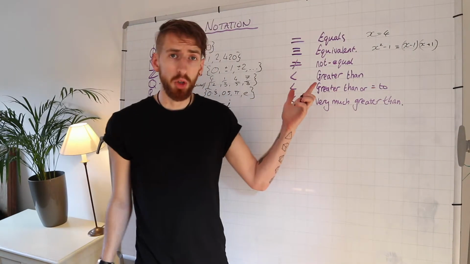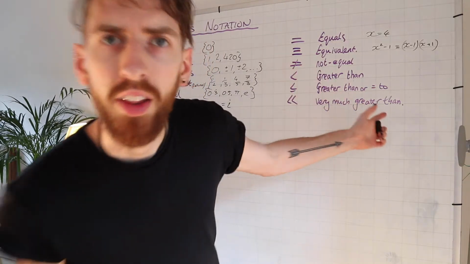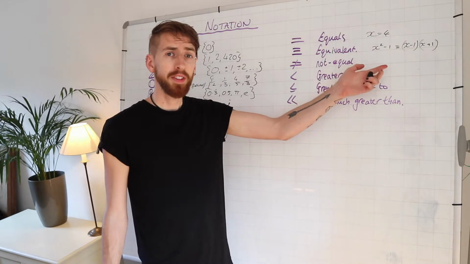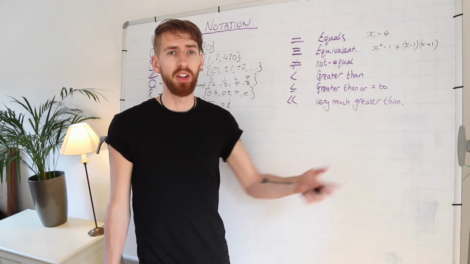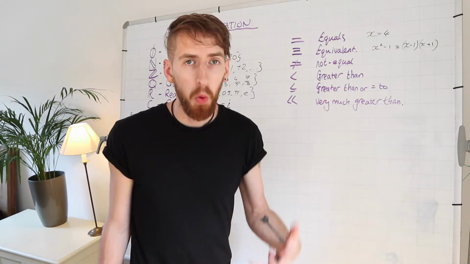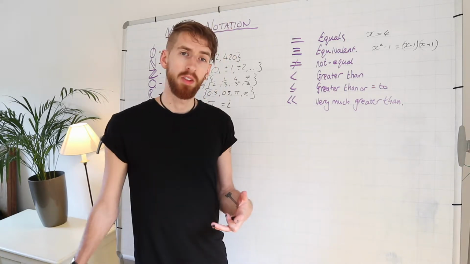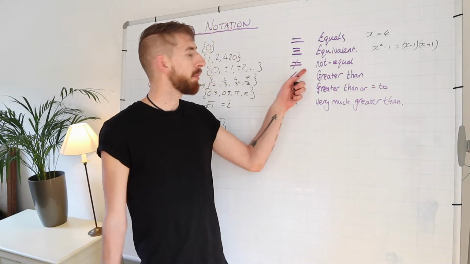a difference of 2 squares. Can you see that there? Yeah, of course you can. Difference of 2 squares is always identical, always equivalent. Not bad, eh? Then we've got not equals.